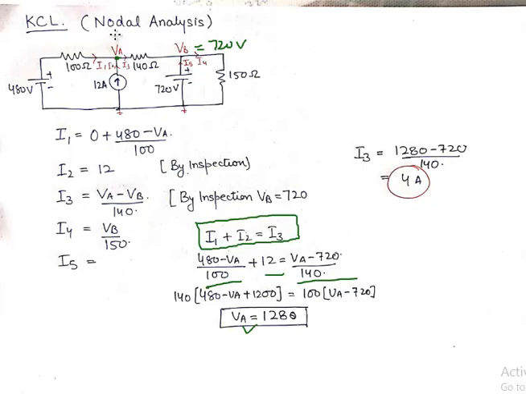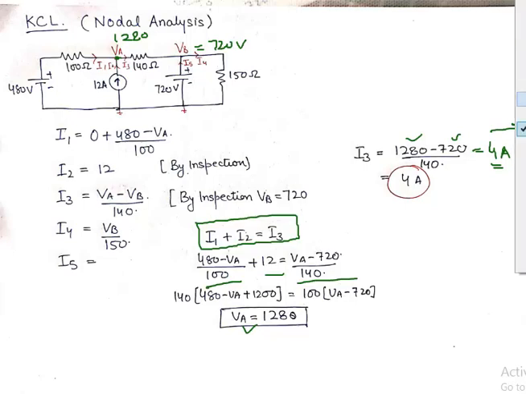The voltage at this point is 1280. The voltage at this point is 720. So essentially, higher voltage, lower voltage, the direction of current will be this. And I3, which we need to find, is the voltage difference upon resistance. So VA is 1280, VB is 720, upon 140 gives me 4 amperes current, which is the same current, of course, in this direction that we found using the previous two techniques. So nodal analysis was also pretty simple.